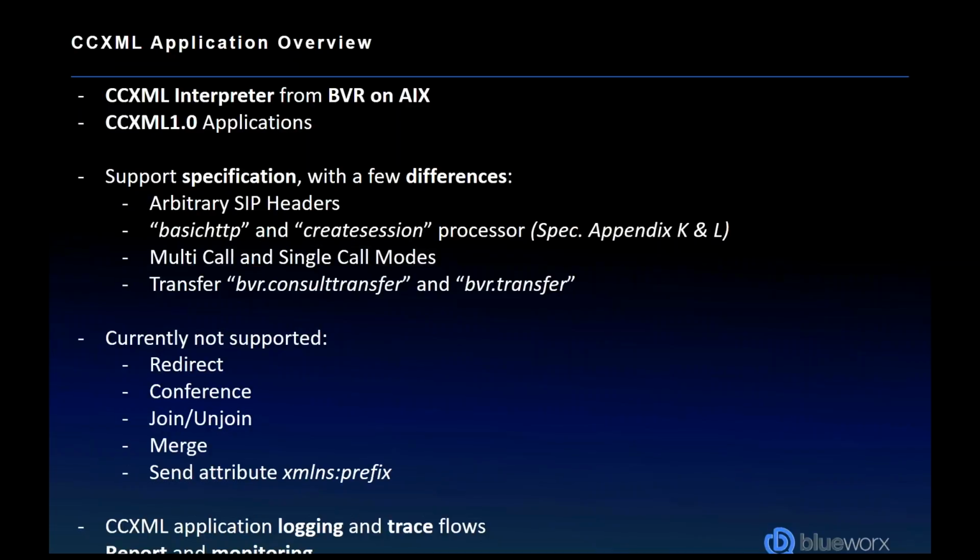Currently not supported, and this is similar to our BVR AX product: redirect, conference, join and unjoin, and merge, along with the attribute prefix on the send. We've also, as mentioned in Rich's presentation, implemented application logging and call trace for the CCXML component, including current active CCXML application status reporting and other stats, etc.